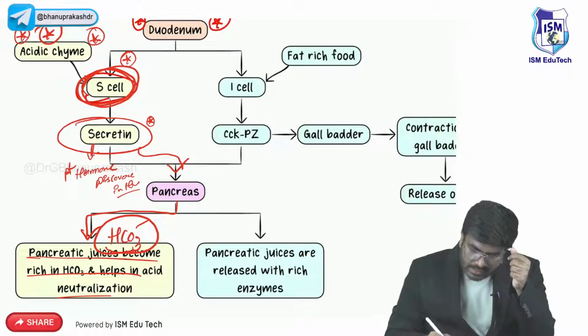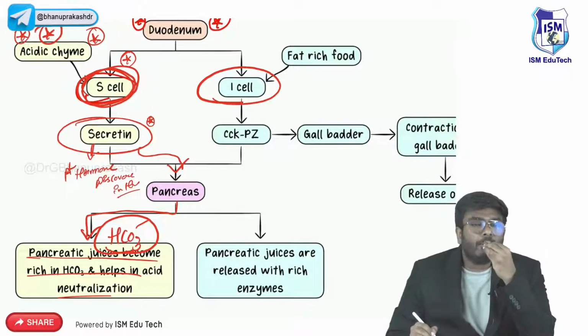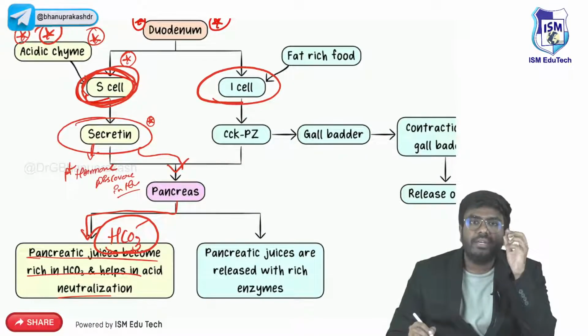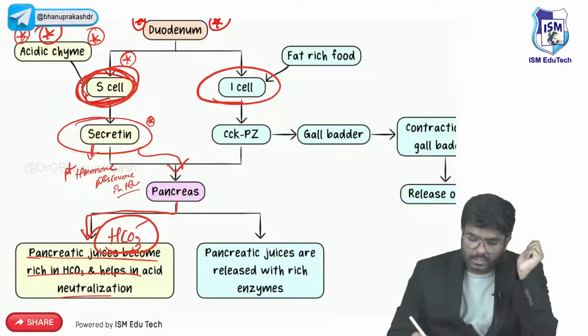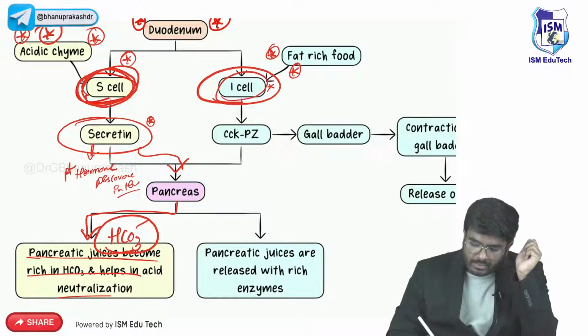Now, the other cell is called the I cell. What is this I cell? When you eat fat-rich food, mainly I'm talking about fat-rich food, these fatty acids will stimulate the I cells.